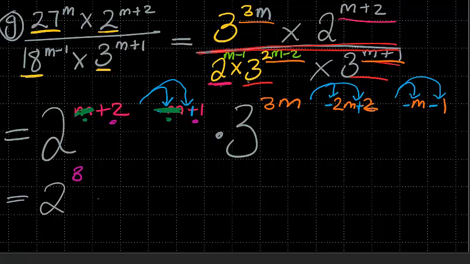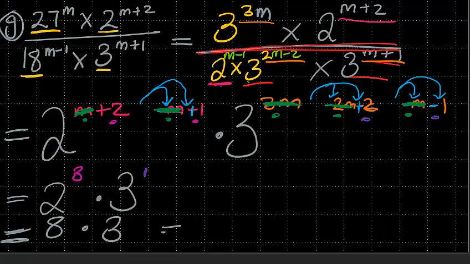I've got 2 to the power of 3, multiplied by 3 as a base. And then I say 3m minus 2m is m, minus m is 0. So all my m's cancel out because that becomes 0. And I've got 2 minus 1 is 1. 3 to the power of 1. All right, let's simplify. 2 times 2 is 4. 4 times 2 is 8. 3 to the power of 1 is 3. 8 times 3 is 24. That's my final answer to this question.